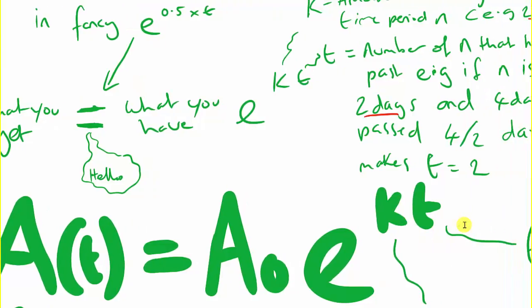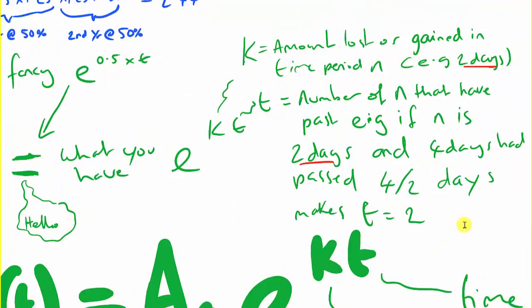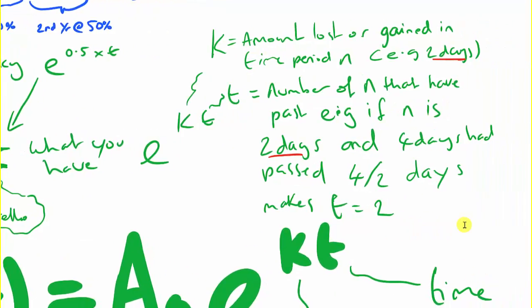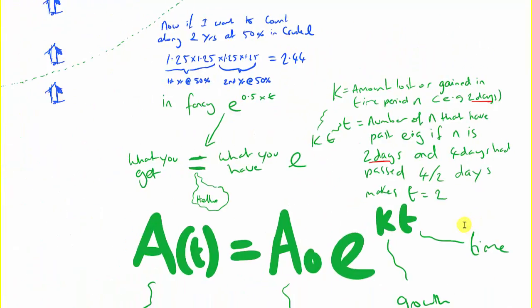Then you multiply by e raised to the power of, and we're going to call the 0.5 in the previous case the amount lost or gained in a time period n, for instance 2 days. So when we're saying 50%, you're gaining 50% of the original value, what you have. Okay, and the time period is what we're going to put in here, t, the number of n that have passed. So if n was 2 days, then if 4 days had passed, t would be 2, because we're counting in those time periods. So you end up with this pretty neat equation, right?